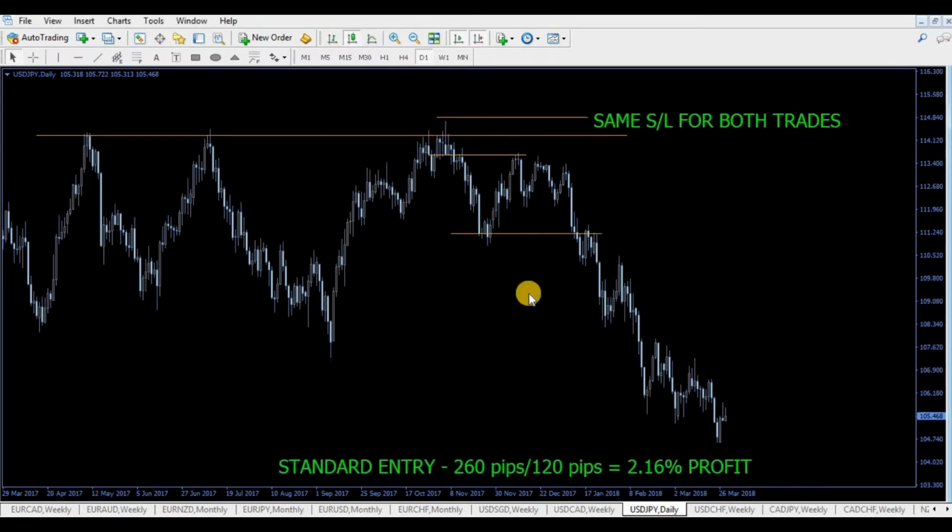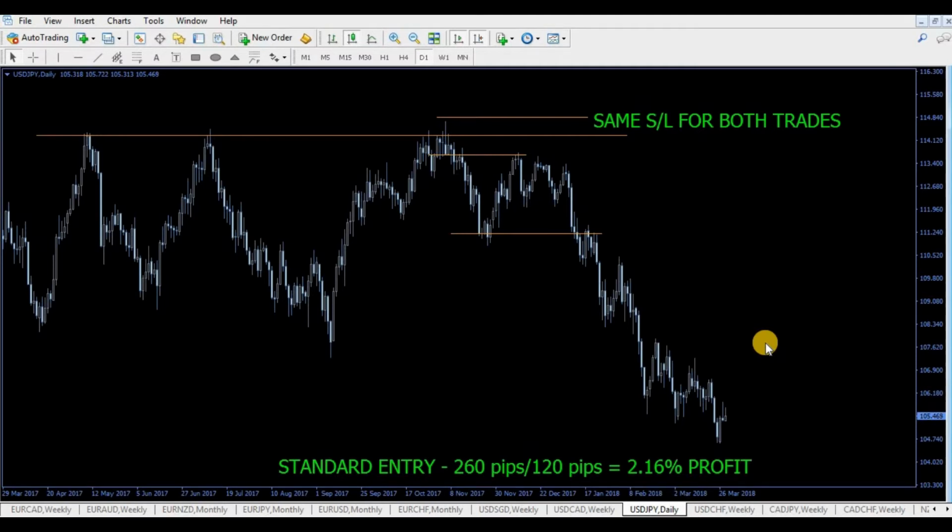So I'm just going to sneak in here. So the standard entry: most people enter here at the bottom of that pin bar and they take it short, okay? So we've got 260 pips as the target and 120 pips from the close of the pin bar to say 10 or 20 pips outside the pin bar as your stop loss, which gives you a 2.16% profit. Which is okay, but you don't want to be trading much closer than that.